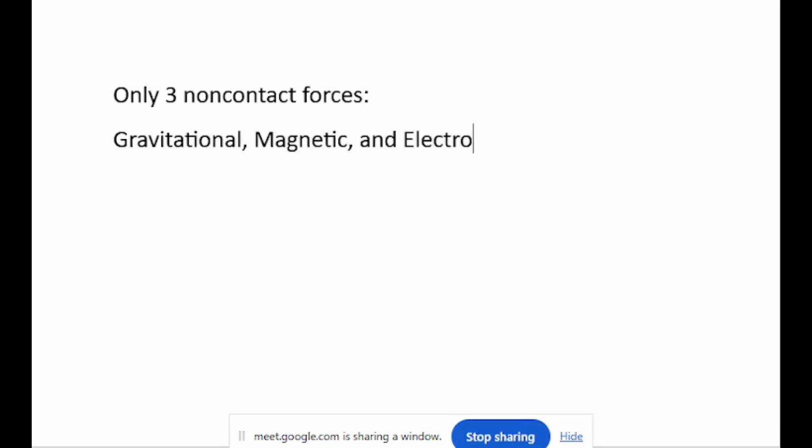Only 3 kinds of forces are non-contact forces. All others are contact forces. Gravity, Earth's gravity, then magnet and electrostatic. All others are contact forces except these 3. All others except gravity, except magnet, except this, all others are contact forces.